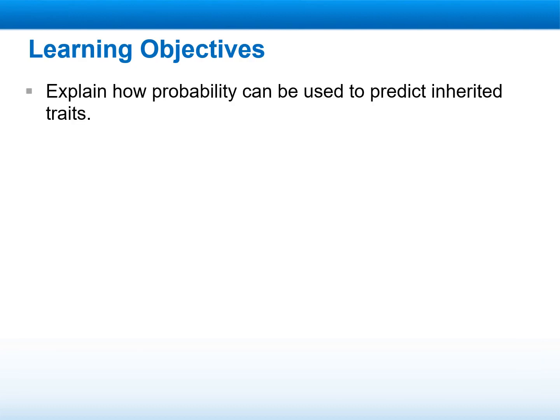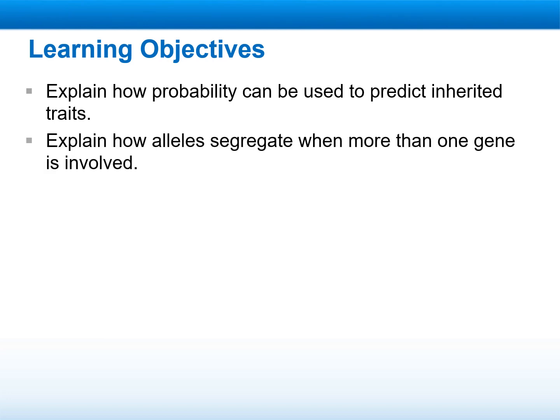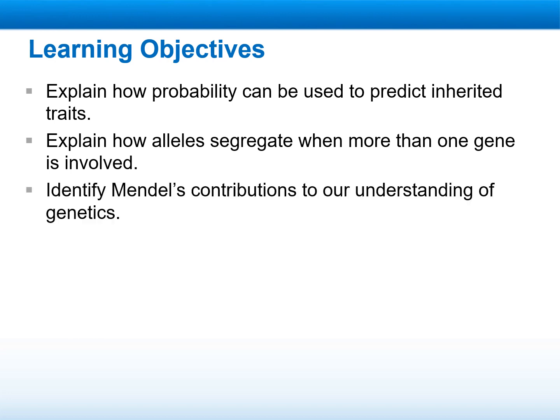Our objectives for today are first to explain how probability can be used to predict inherited traits, to explain how alleles segregate when more than one gene is involved, and lastly, to identify Mendel's contributions to our understanding of genetics.